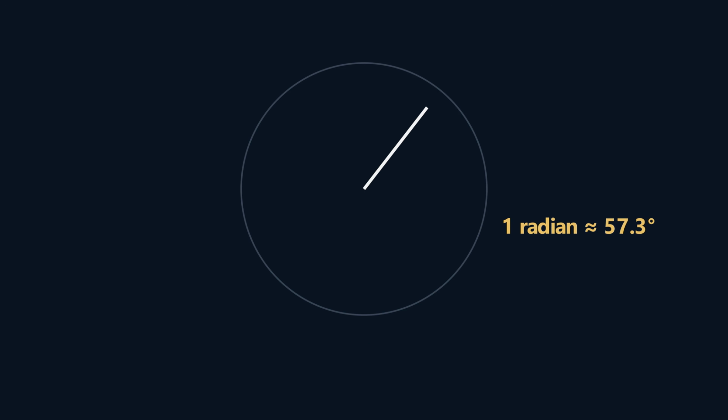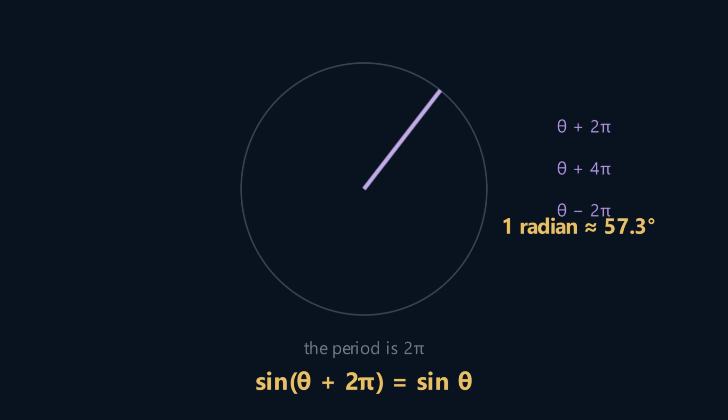And that overlap is periodicity. Going around once brings you back to exactly where you started. So sine of theta plus 2 pi is sine of theta. Add another 2 pi, same answer. Subtract 2 pi, same answer. These functions repeat forever, and their period is 2 pi.